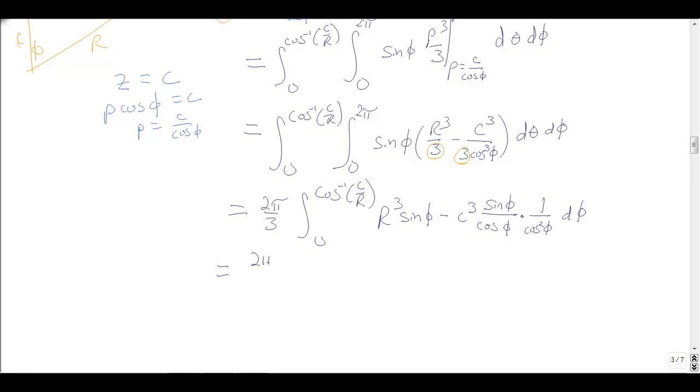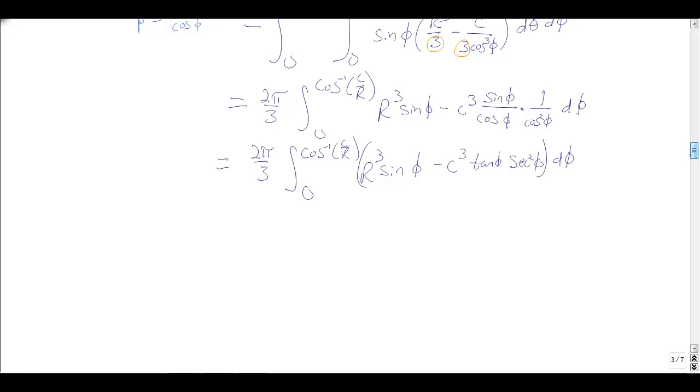So we get 2 pi over 3 times an integral from 0 to cosine inverse c over r. I'll just write the first one down, and then we'll evaluate this in a bit. Now this business here: sine phi over cosine phi is tangent phi, and 1 over cosine squared phi is secant squared phi. What's nice is that the derivative of tangent is secant squared, so I can do u equals tangent phi, and this will give me tangent squared phi over 2 when I integrate.